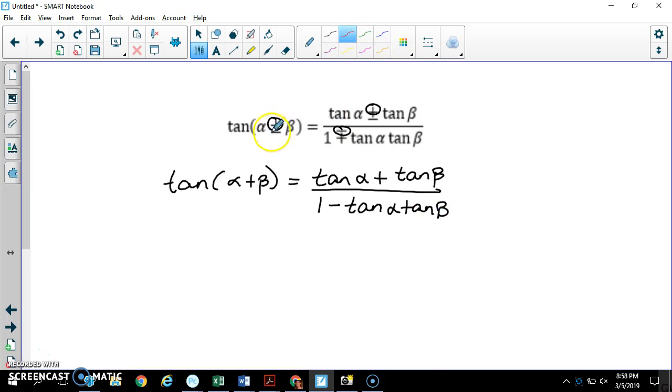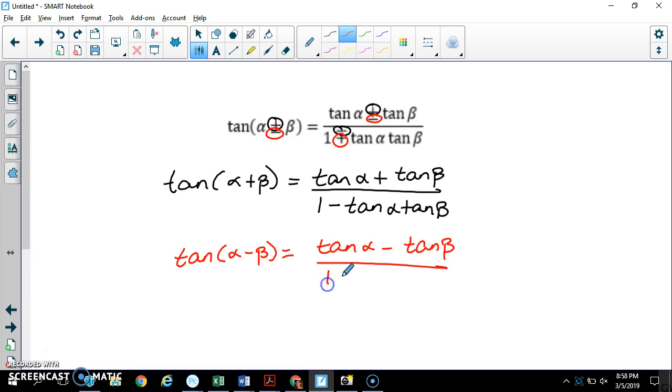Okay. For the second one, I've got a subtraction sign on the top and a plus sign on the bottom there. So I've got tangent of alpha minus beta is equal to tangent alpha minus tangent beta over 1 plus tangent alpha tangent beta. So those are your two equations for the sum and differences for tangent.